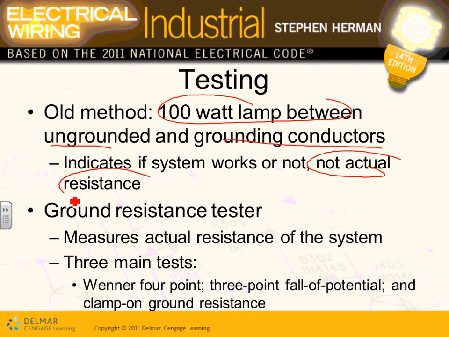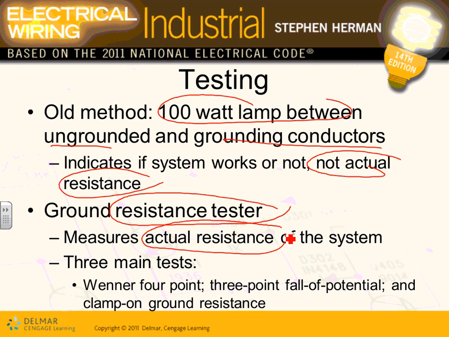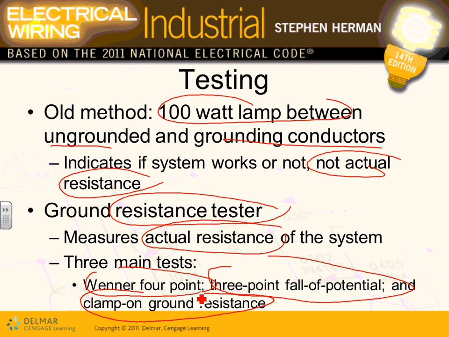It's just an indication. Ground resistance testers. There are testers that can test the ground resistance, guys. It measures the actual resistance of the system. Three main tests you can do. One of them is called Wenner, the 4-point, and the 3-point fall of potential, and the clamp-on. Three different grounding test methods that they use.